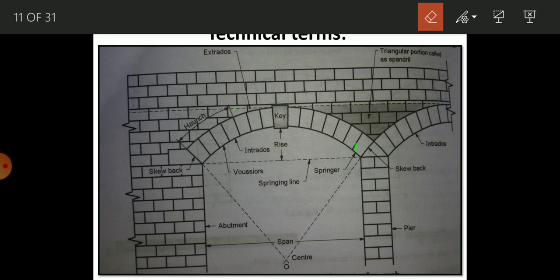Okay, so the next parts are the intrados, springing line, abutment, span, center. The parts are done here. The depth of an arch is the perpendicular distance between the intrados and extrados, and it is termed the depth of the arch. How do we find the depth of the arch? Intrados and extrados distance, the perpendicular distance. It is called the depth of an arch.